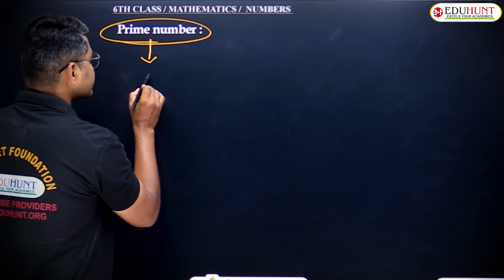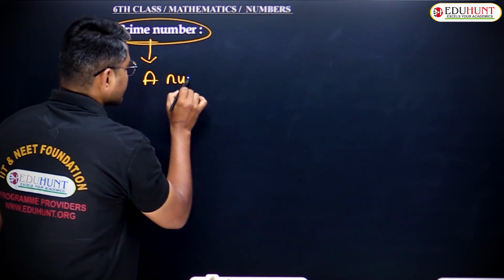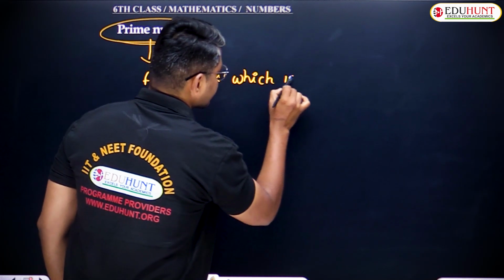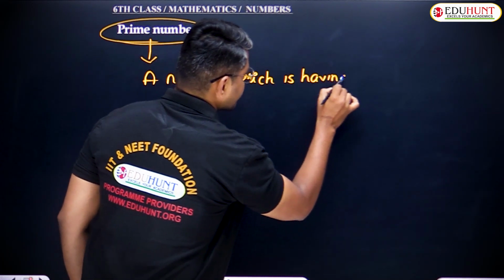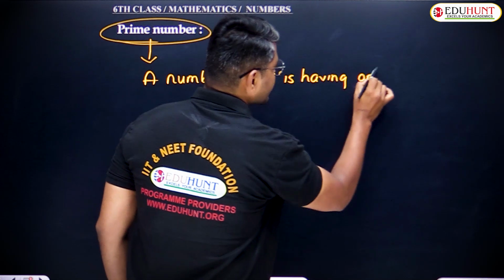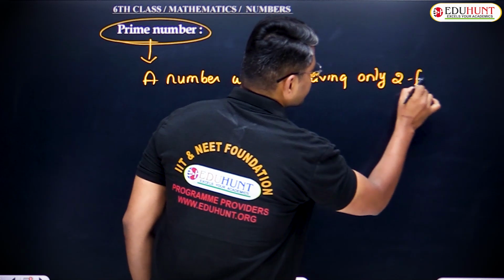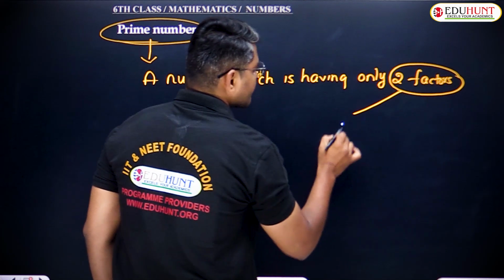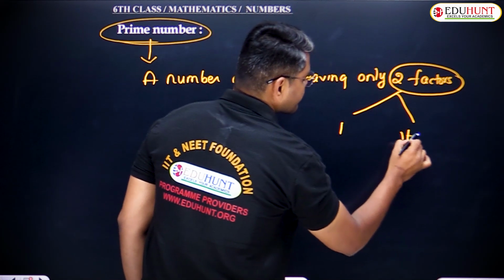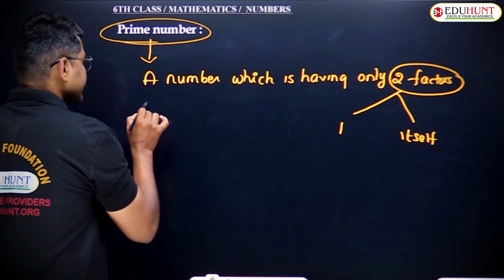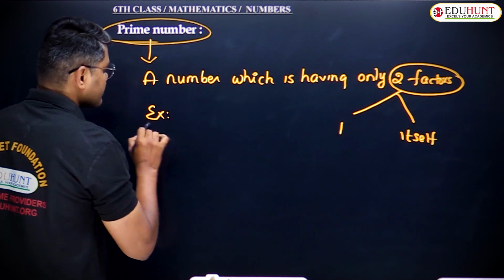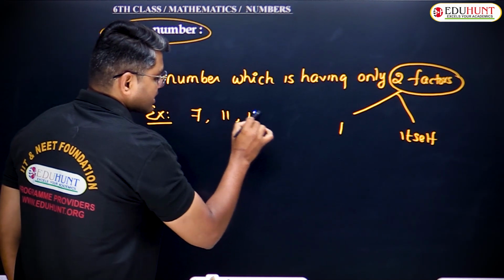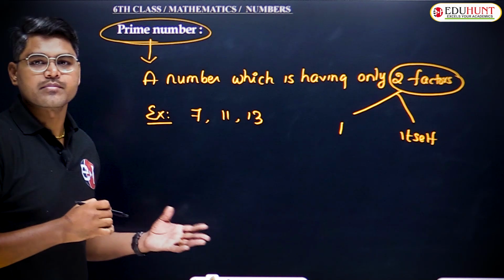A number which is having only two factors. Those two factors are 1 and itself. Let's take for example 7, 11, 13. These are prime numbers.